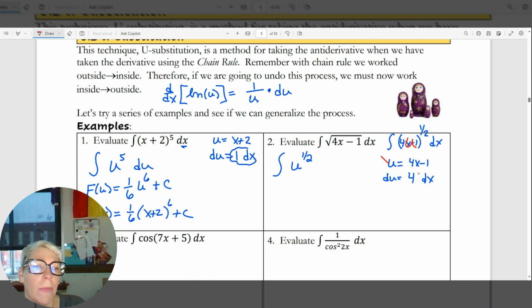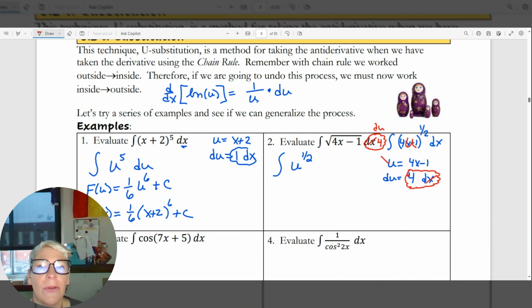Took care of my u. But what about that du? My du is supposed to be not only dx, which I have right here, but I'm also supposed to have a 4. I have to use u and du in its entirety in this antiderivative. So that means I need to multiply by 4 in order to have du.